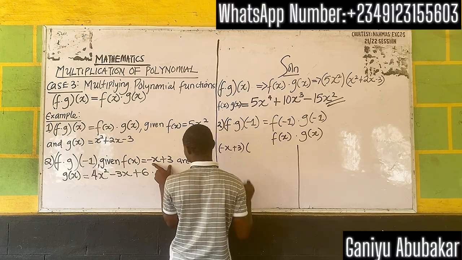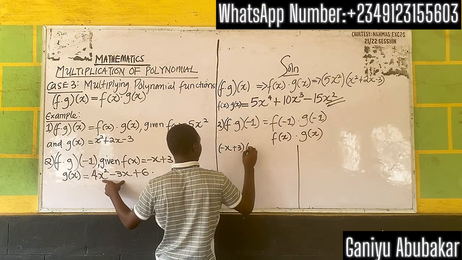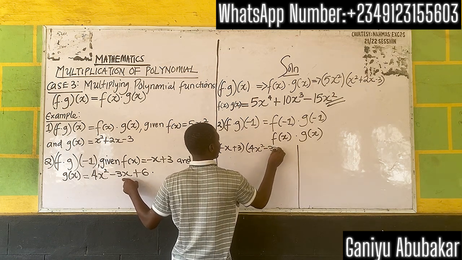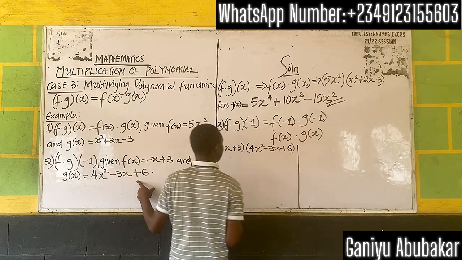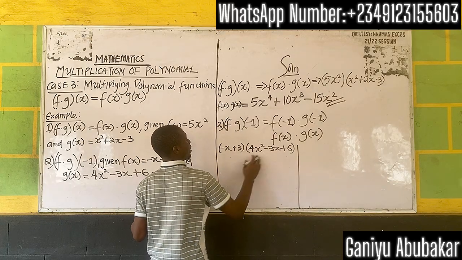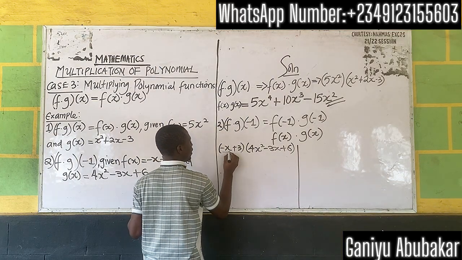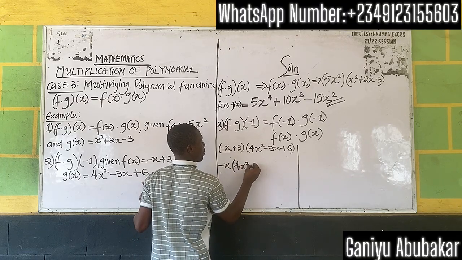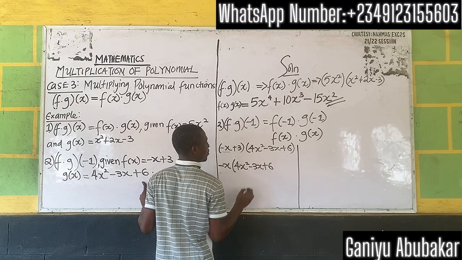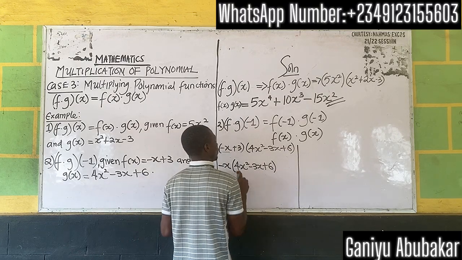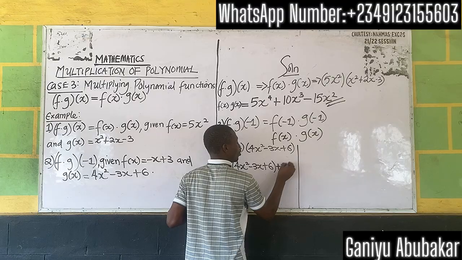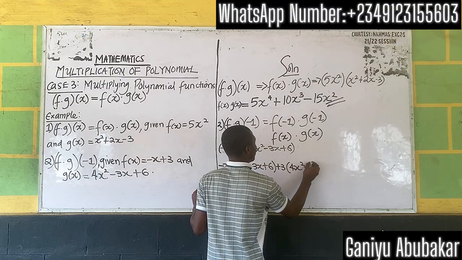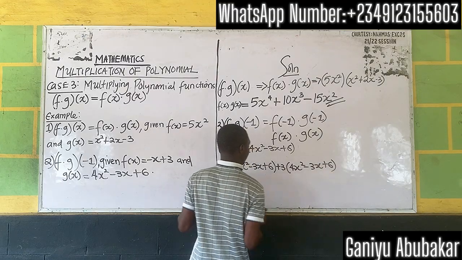G of x is what? This one here. That's 4x squared minus 3x plus 6. Now, this is like multiplying binomial with binomial. So pick out the first term, that's minus x, into everything here, 4x squared minus 3x plus 6, right? In the bracket this way. Second term here is plus 3 into everything in this bracket. That's 4x squared minus 3x plus 6.